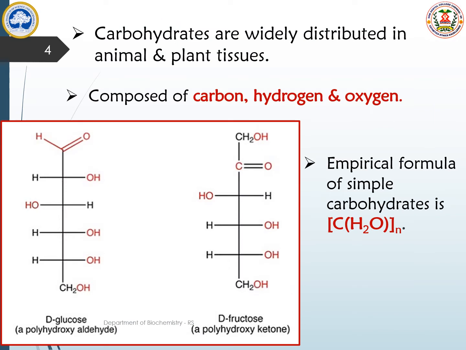Carbohydrates are present widely in plant and animal tissues. They are composed mainly of carbon, hydrogen and oxygen. In the picture you can see the presence of carbon, hydrogen and oxygen in both the glucose and the fructose structures. The empirical formula of carbohydrate, which is nothing but hydrated carbons, is represented as CH2O. Here n is also represented, because each carbohydrate differs in the number of carbon, hydrogen and oxygen atoms, so it is represented as (CH2O)n.